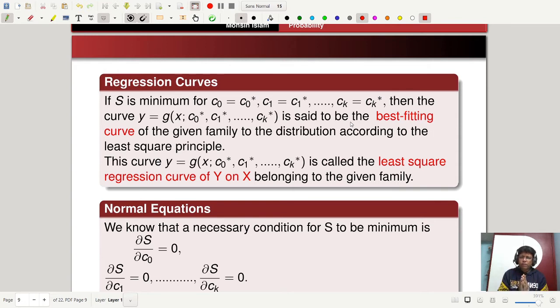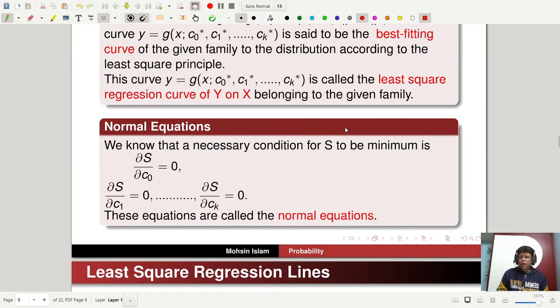Now, from the theory of maxima and minima, we know that the necessary condition for S to be minimum is that the partial derivatives ∂S/∂c0 = 0, ∂S/∂c1 = 0, ..., ∂S/∂ck = 0. These equations are called the normal equations.